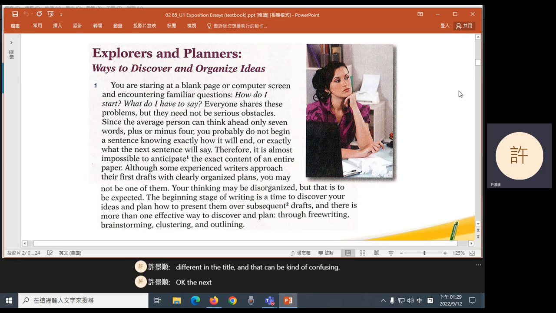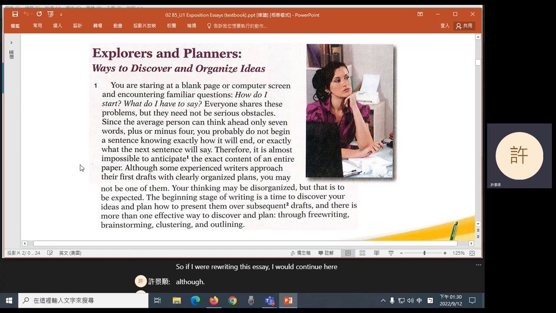Okay, the next thing that could be improved is that this first paragraph is kind of long. The only thing this first paragraph has to do is to build a connection with the reader. And so like the first three lines, right? You're staring at a blank page. You don't know what to say. That's good. But I think the middle part, the average person, blah, blah, blah, it may not be very important. So if I were rewriting this essay, I would continue here.